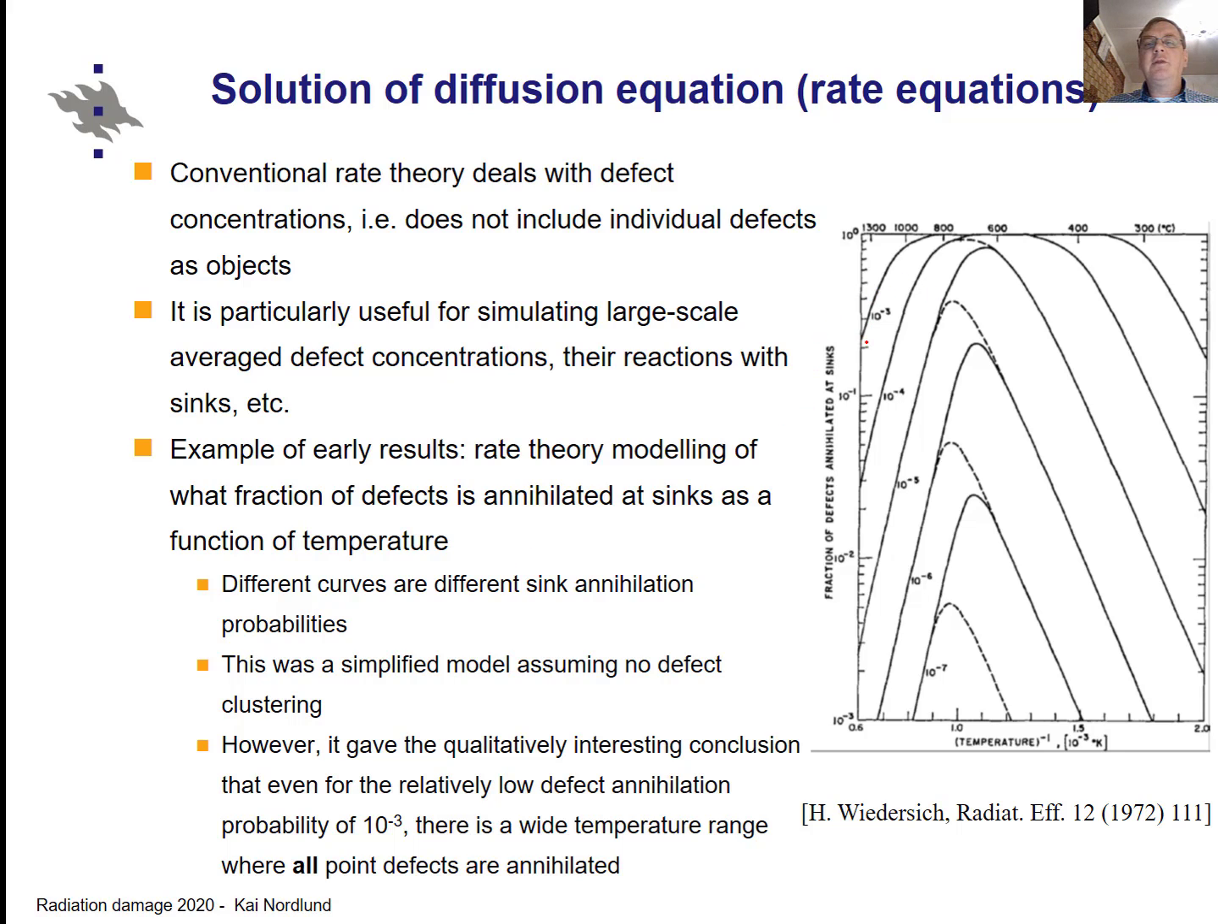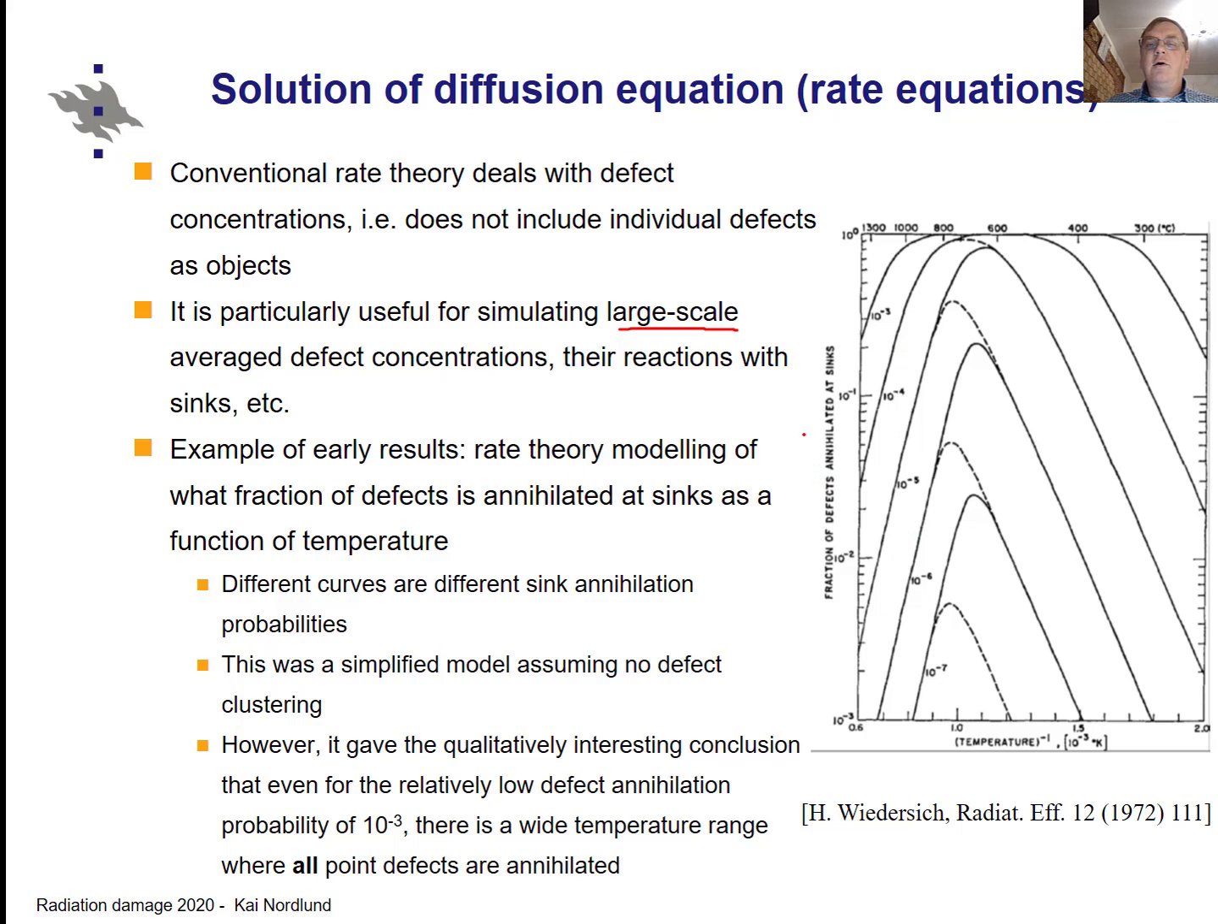So the point with rate equations is that you don't deal with individual defects as objects, but deal with defect concentrations. This allows it to simulate the large-scale average defect concentrations, reactions with sinks, and so on. So even though one doesn't really deal with individual defects, as we shall see, it's perfectly possible to deal with individual defect types. For instance, describe interstitials and diinterstitials and interstitials of vacancies separately from each other with separate concentrations.